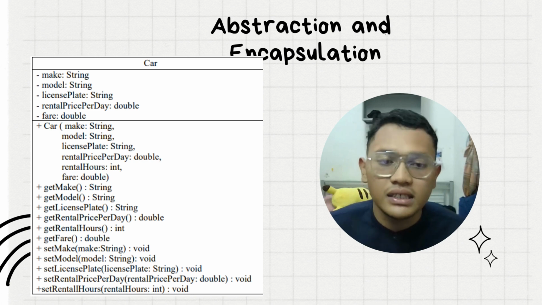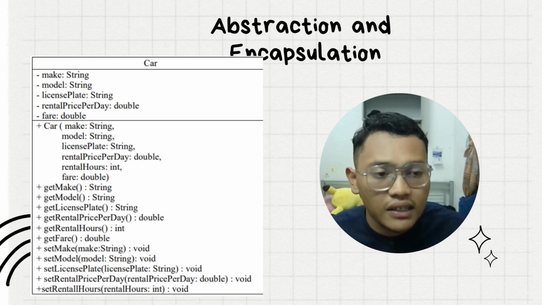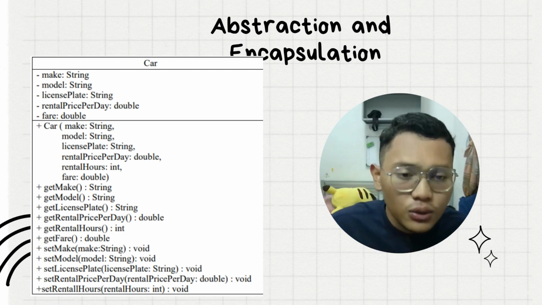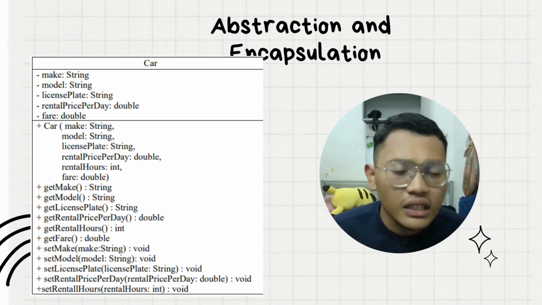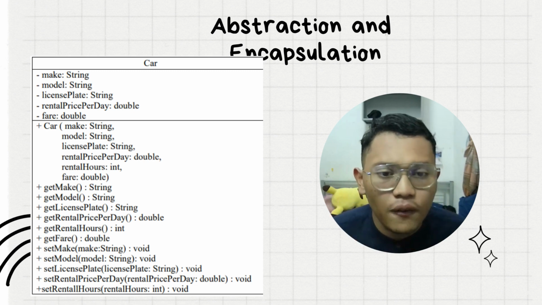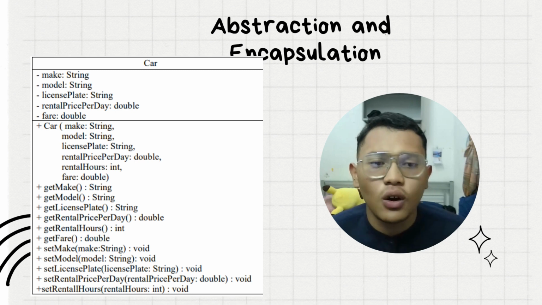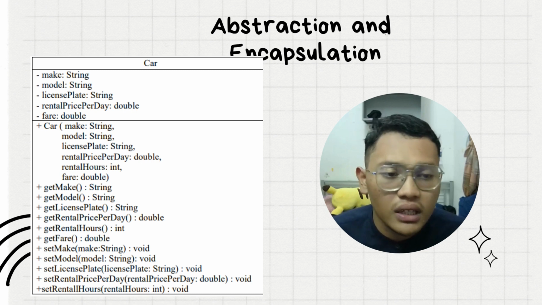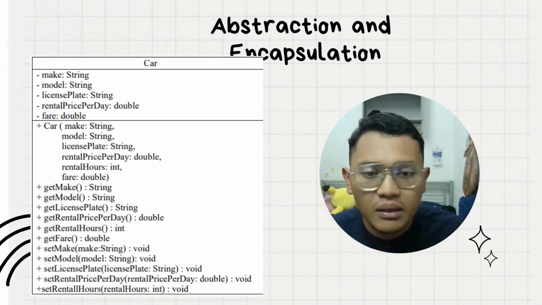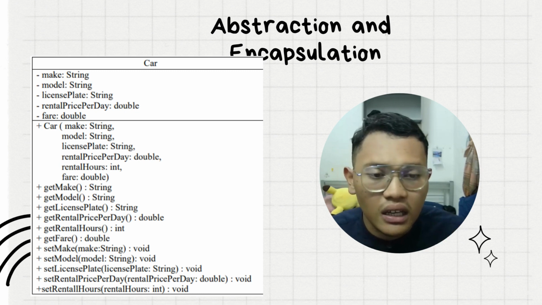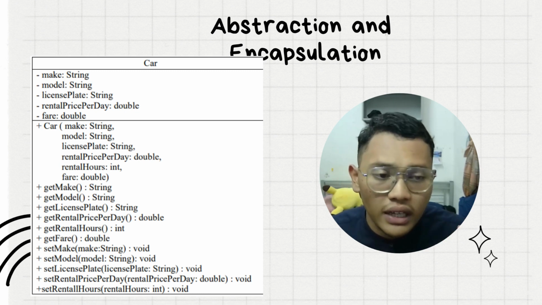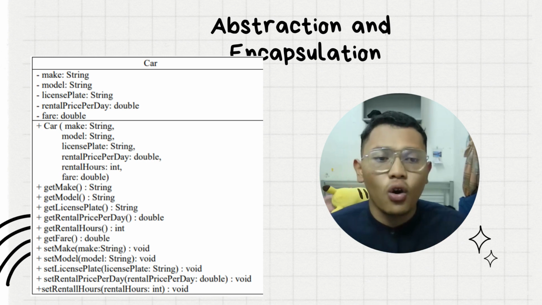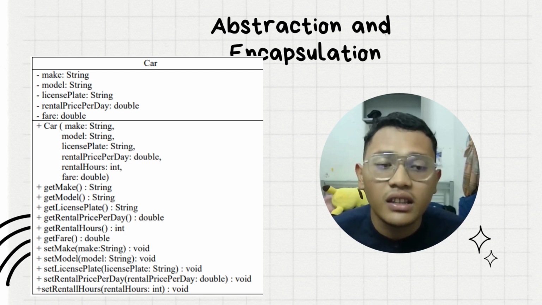The public setter methods, set make, set model, set license plate, set rental price per day, and set rental hours, allow the class to control how its internal data is modified. These methods enforce necessary validation or logic before updating the variables. By encapsulating the data, we ensure that it remains consistent and any modification to the data can be done through controlled access points, the setter methods, reducing the risk of unexpected bugs or issues caused by external interference.